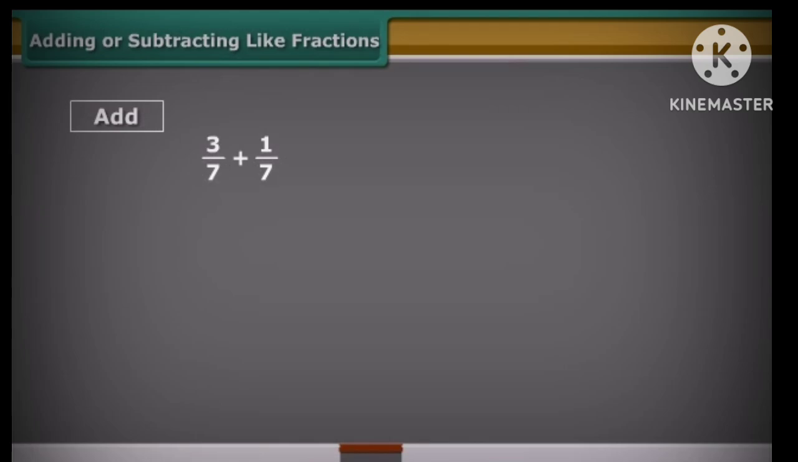Students, the sum of two or more like fractions is obtained in three steps. First, we add the numerators. Second, retain the common denominator. And finally, write the fraction including both the results.